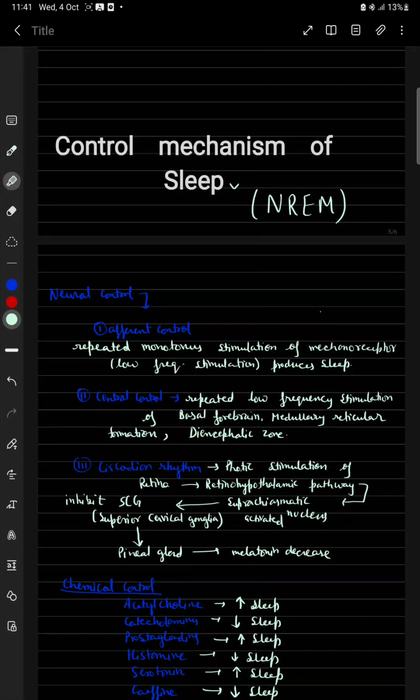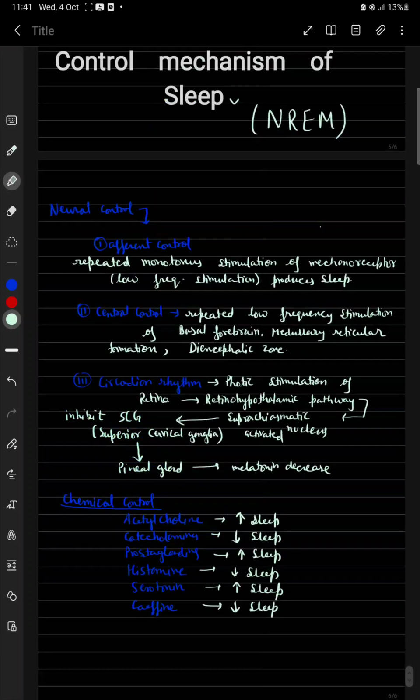But the superior cervical ganglia is inhibited due to photic stimulation of retina. Then the pineal gland will not produce melatonin. Hence, secretion of melatonin decreases. Hence, the person remains awake in daytime.